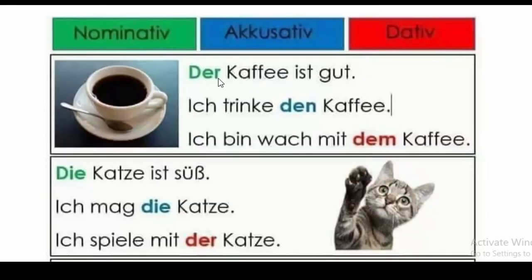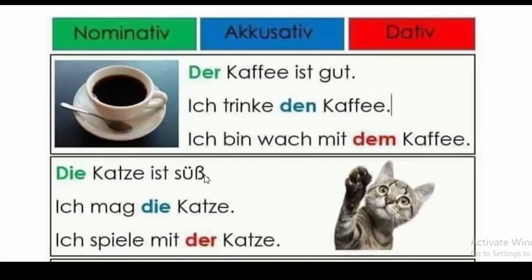So let's start. Der Kaffee ist gut. Coffee is good. That is my subject here, coffee. Now I write the subject as an object. For example, ich trinke den Kaffee. I drink the coffee. Ich bin wach mit dem Kaffee. So mit dem we have used here, that is basically a dative preposition. After that, when you write any noun or article, or possessive article, it should be in a dative case. That is a masculine noun, so we translate der into dem.